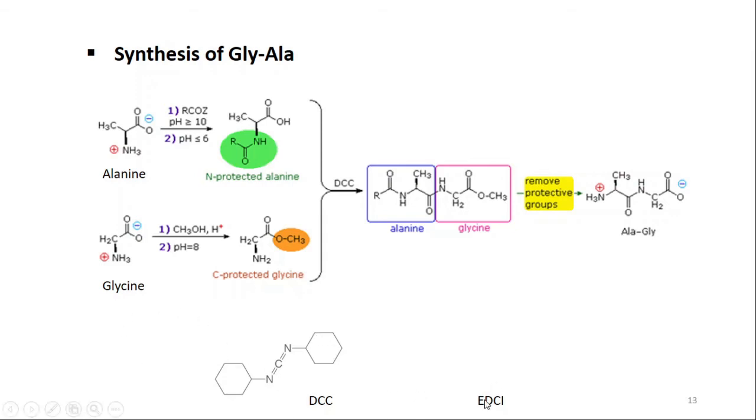You can also use EDCI. EDCI has this structure. It is a modified reagent of DCC. The advantage of using EDCI, which is a salt, over DCC is that it goes into water after the workup. So when you do the workup after the amide bond formation, you just add water or dilute HCl, and it easily goes out in the water. So you get the end product quite clean.